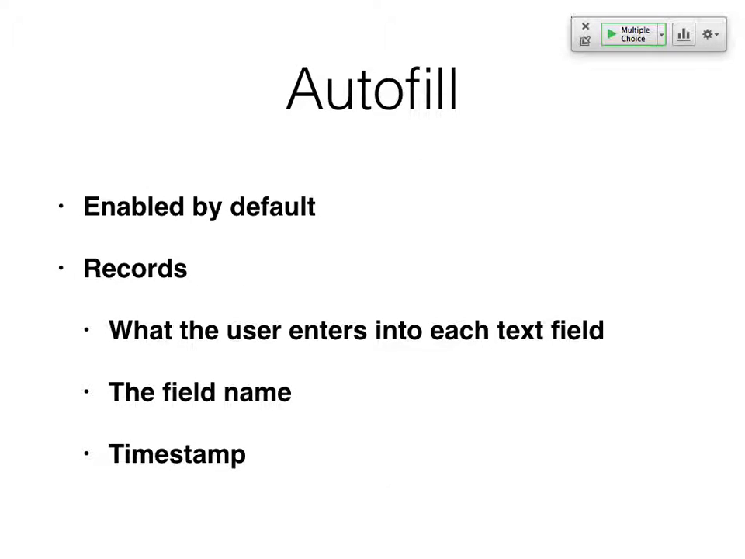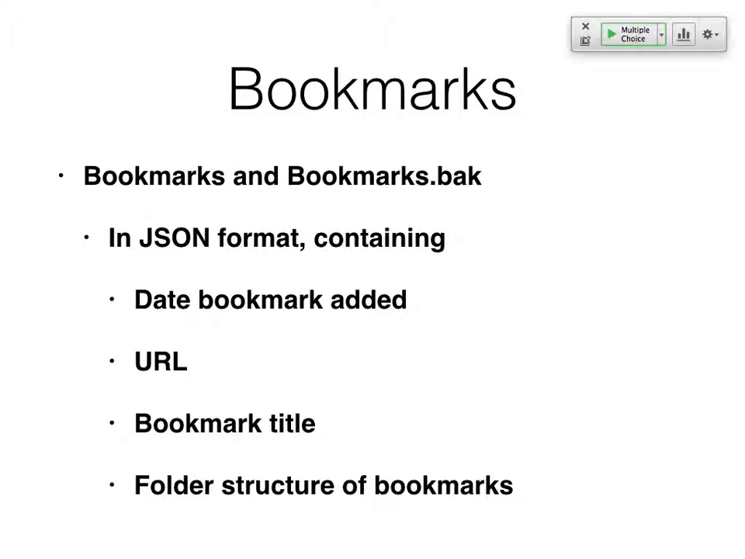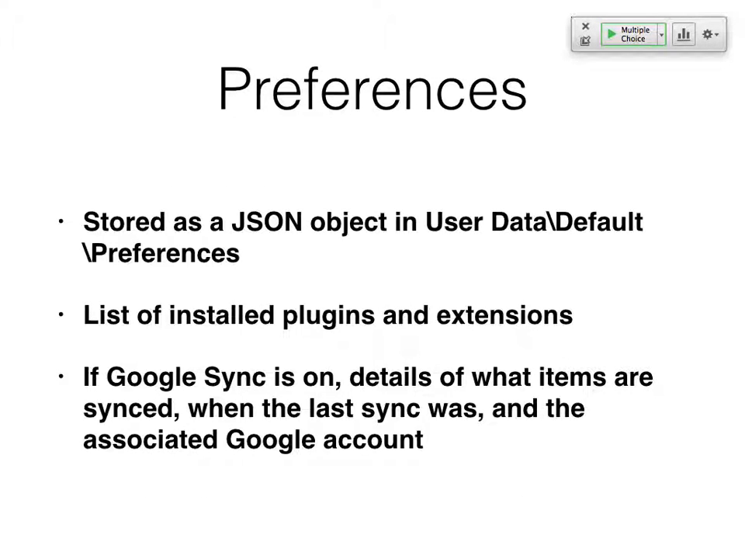Anyway, then there's Autofill. This again has your address and anything else you frequently type in. Chrome remembers it and it's all there and it's enabled by default. And you got Bookmarks. Stores everything in a JSON format with the date the bookmark was added and the URL. So everything is there. It's also got a backup file, which is handy in case somebody deletes the first one thinking they're saving themselves. And you got preferences, and this has all the installed plugins and extensions.